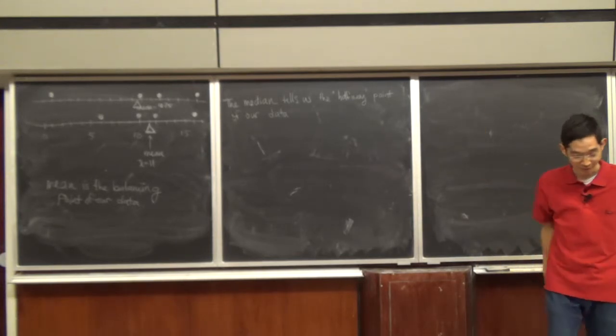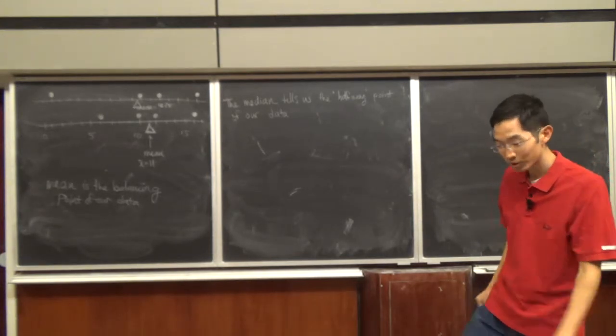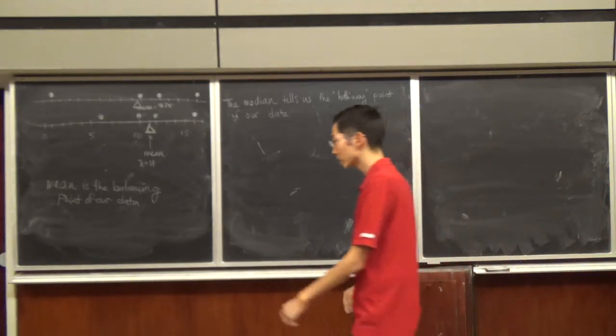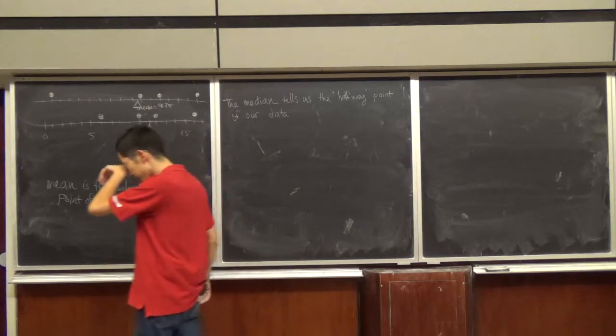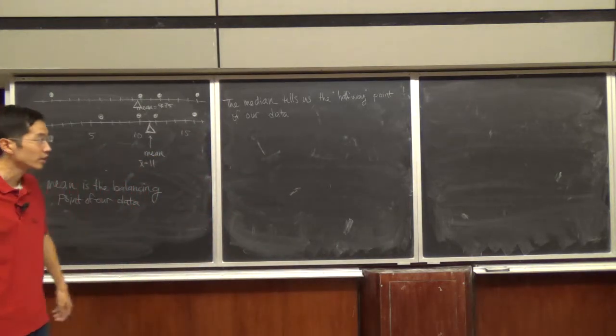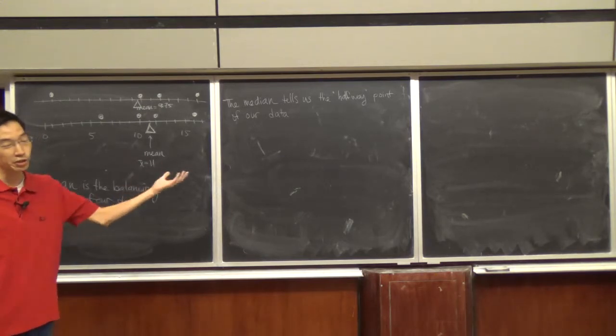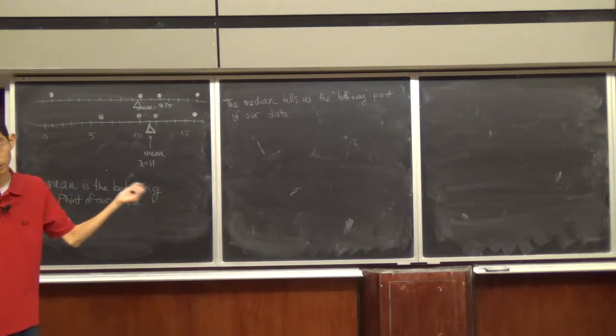Over here, we've got the median, and we're also going to try to summarize our data with a single number called the median. The median tells us the halfway point, meaning once you find the median, that tells you that half of the data is larger than the median, half of the data is smaller than the median.